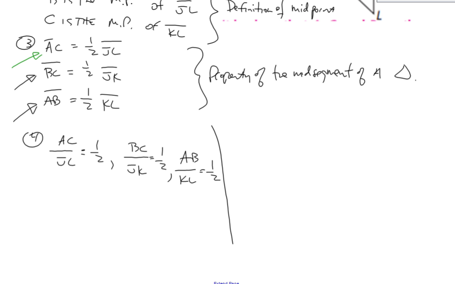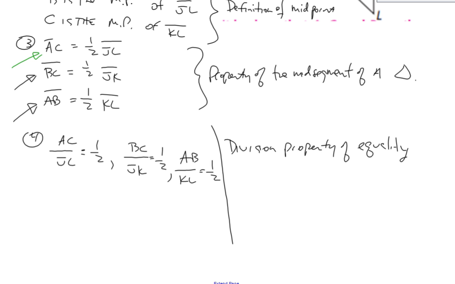What's the reason for that? It's called the division property of equality, which says I can divide both sides of an equation by the same amount and not change anything. If I'm dividing both sides of my first equation by JL, I haven't changed anything because JL is JL on both sides of my equation.